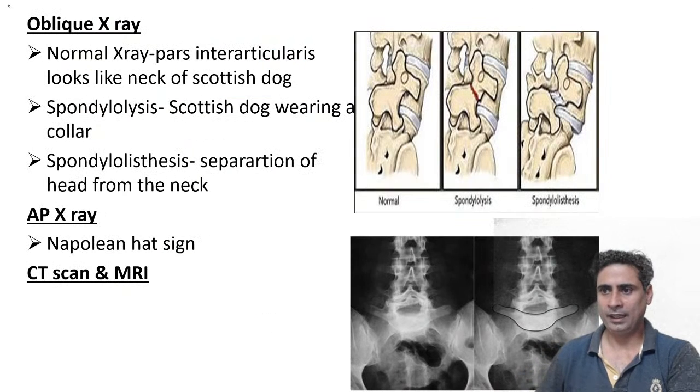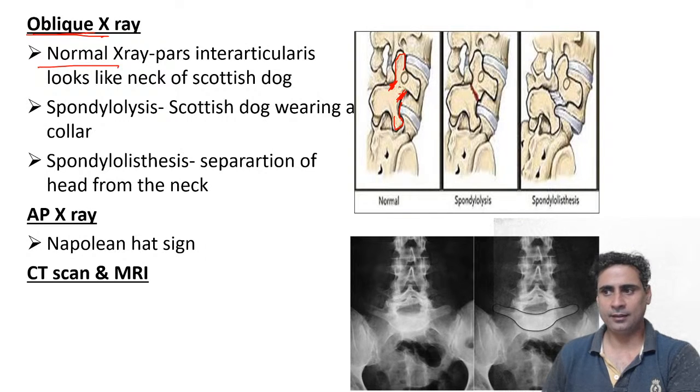On oblique X-ray, normally this pars interarticularis area looks like the neck of a Scottish dog. This is the superior articular facet, this is the inferior articular facet. So on oblique X-ray, the pars interarticularis area is the neck of the Scottish dog.